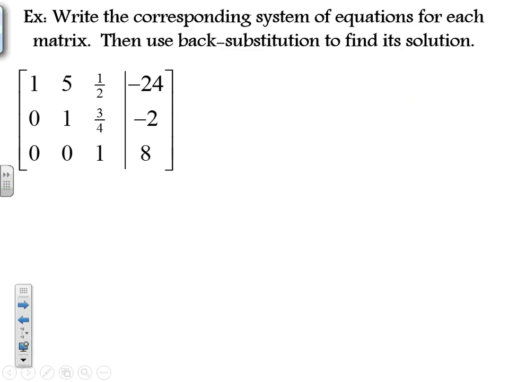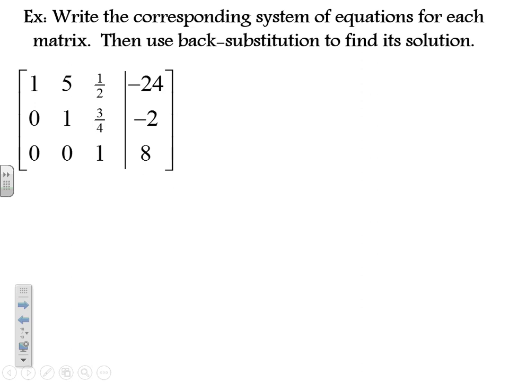All right. So again, this is what it's asking us to do. It's asking us to write the corresponding system of equations. So instead of giving us a system and asking us to write an augmented matrix for it, here they're providing us an augmented matrix and asking us to create the system for it. Now, what it's asking us to do after we make the system is to solve it. What are the values of x, y, and z?